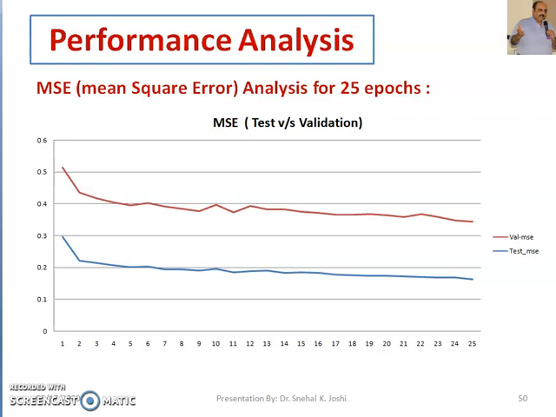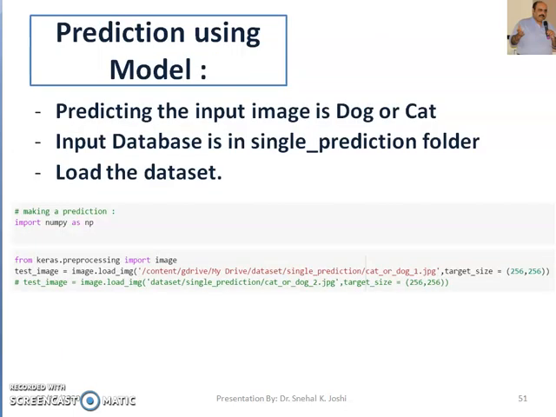We adopt the model and let us check it for prediction on an unknown image and see how well our model performs. So here is one folder in my Google Drive named single prediction, and this folder contains 20 different images of dogs and cats. Let us load the images in test image one by one and convert them to 256 by 256 size first. Here is the code that calls the load image function from the image class of the Keras library.